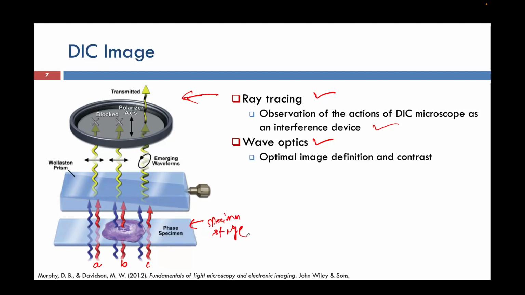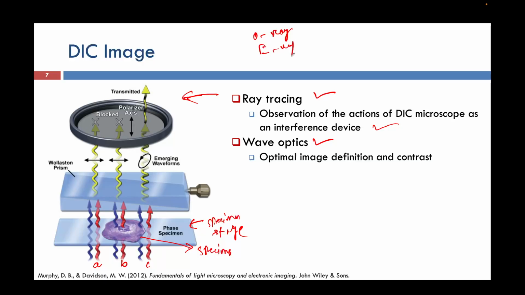This violet color is the specimen. Here, if you see A, B, C, I have taken three conditions. Ray tracing means there should be, like we saw previously, a little bit of path difference between the O ray and E ray.